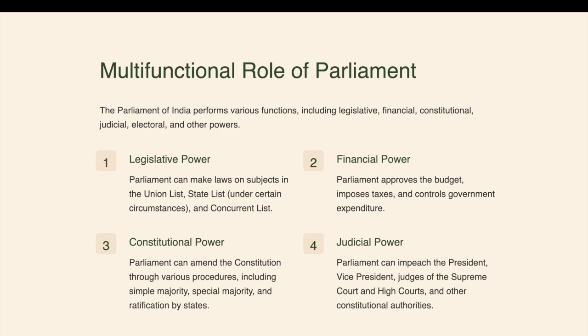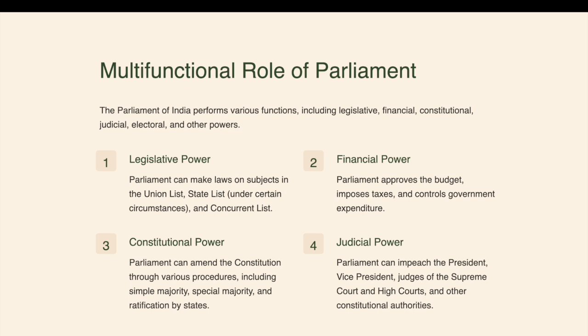Second is economy cut. The economy cut motion calls for a reduction in the allocation of the demand to a specific amount. And third is token cut. A token cut motion is moved so that the amount of the demand is reduced by ₹100. This is to ventilate a specific grievance that is within the sphere of the responsibility of the government of India. This also you need to remember.